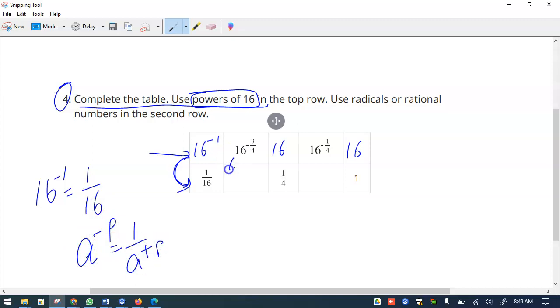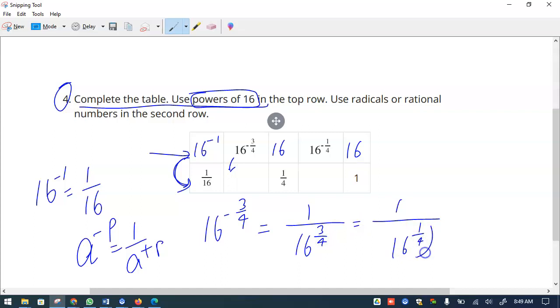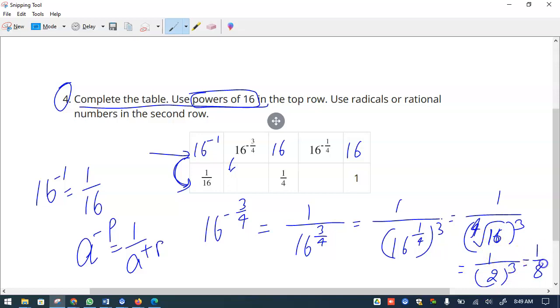The second one is, we'll have to work this out. 16 raised to minus 3/4, we can write it as 1 over 16 raised to 3/4. And this can be written as 16 raised to 1/4, and then I can write it this way, applying the formulas. And this means this is actually the fourth root of 16. So, what number multiplied by itself 4 times gives 16? And you know the answer is 2. So 2 raised to 3, so you get 1 over 8. So this answer becomes 1 over 8 here.